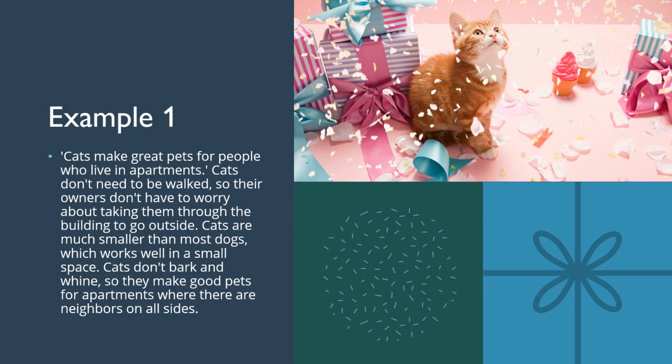For example, cats make great pets for people who live in apartments. Cats don't need to be walked, so their owners don't have to worry about taking them through the building to go outside. Cats are much smaller than most dogs, which works well in a small space. Cats don't bark and whine, so they make good pets for apartments where there are neighbors on all sides.